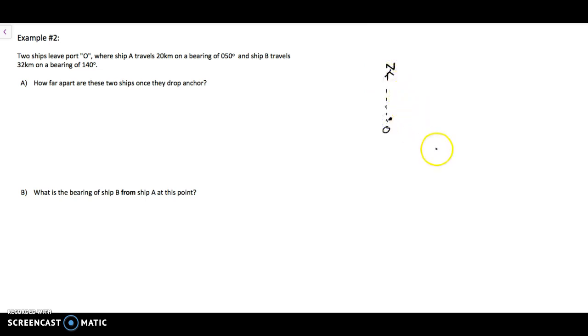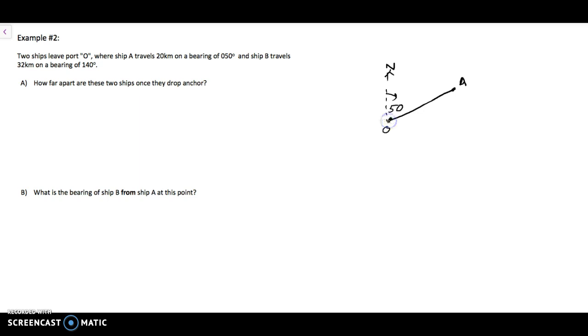And ship A is travelling 20 kilometres on a bearing of 50 degrees. So from here I'm going to go clockwise to the right and I'm going to move 50 degrees. And that's going to be where ship A is going to drop anchor. So that's 50 degrees.